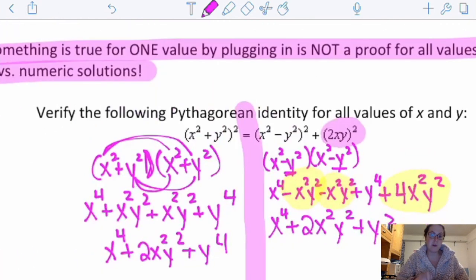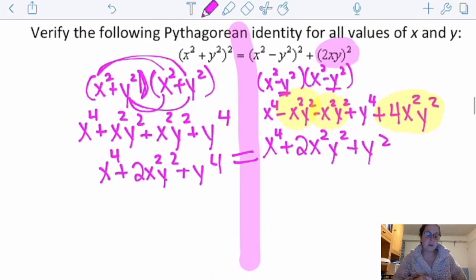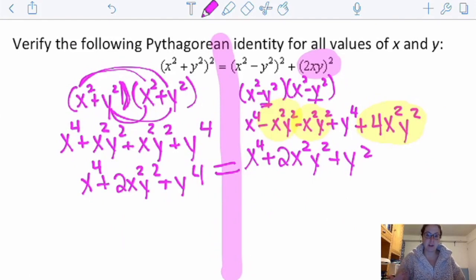And now what I've shown is that my left side and my right side are equal. So when you're proving an identity, that's what you're looking to do. You're looking to algebraically show that your left side and your right side come out the same.